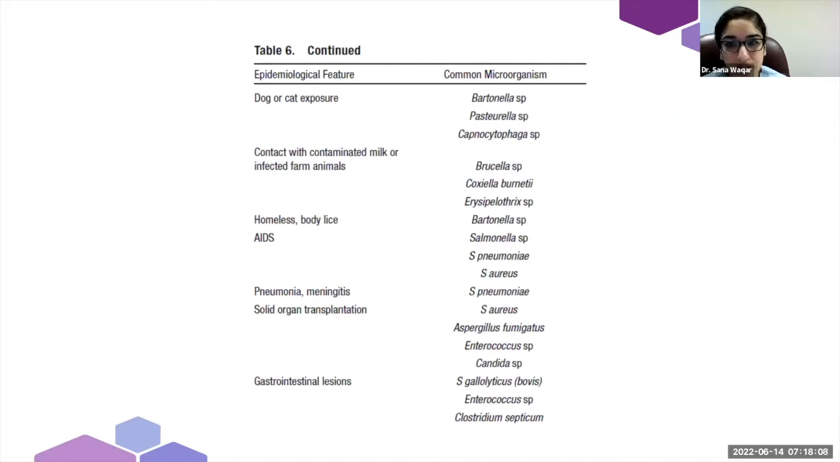This is kind of like a zoonotic slide. So cat and dog exposure, you can see Bartonella, Pasteurella, Capnocytophaga. With contact with contaminated milk or exposure to farm animals, Brucella, Coxiella. Homeless, body lice, Bartonella again. Pneumonia, meningitis, Strep pneumo. Solid organ transplantation, basically anything including fungal. And then GI illnesses, you can see Strep gallolyticus, which is also known as Strep bovis.